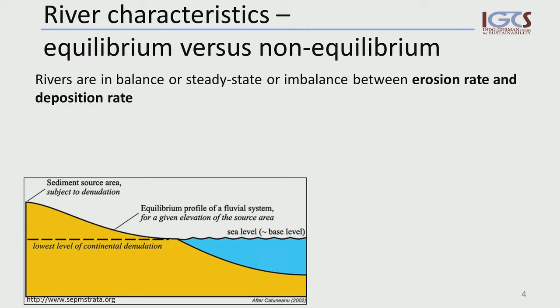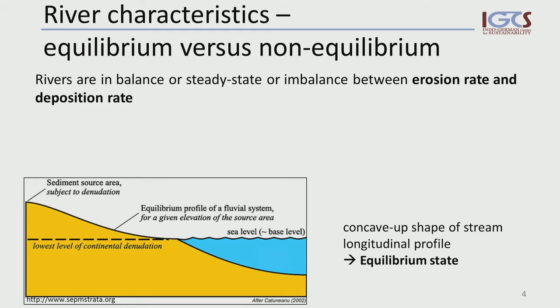So when we speak of equilibrium, we mean that our profile would look like this, and we have reached a stable state where both erosion rate and deposition rate are in a balance. We can identify such river systems being in an equilibrium state by the concave up shape of the longitudinal profile, this one here.